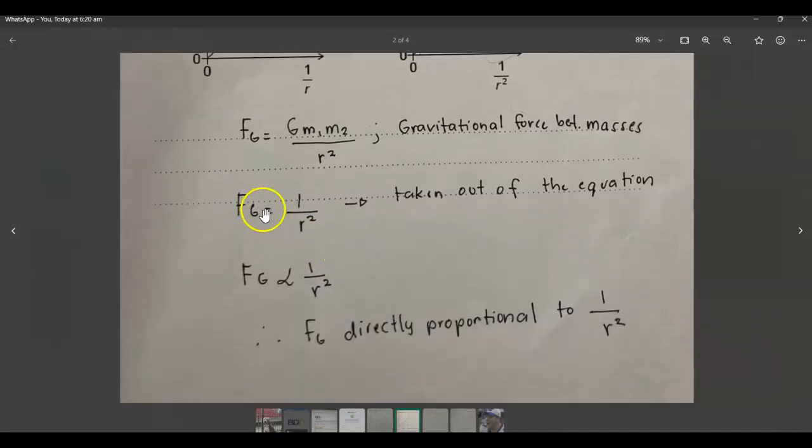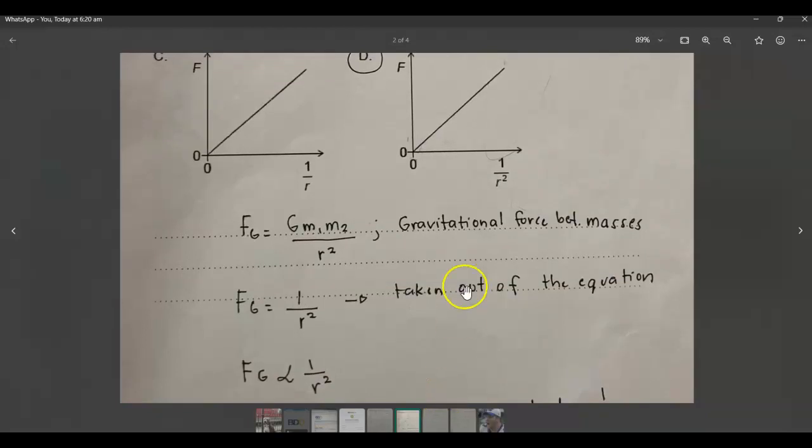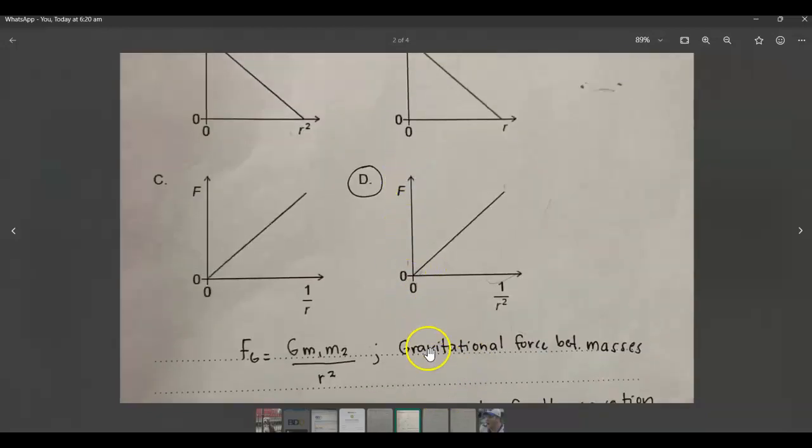Now the equal sign, we just replace it with the proportionality sign, which indicates that the gravitational force is directly proportional with 1 over r squared. Now the direct proportional sign tells you that as force increases, the inverse of the square of the distance, or 1 over r squared, will also increase. Or in other words, there must be a straight line that will come out from the point of origin, which should be directed upwards to the right.